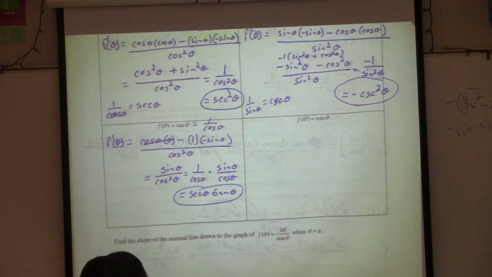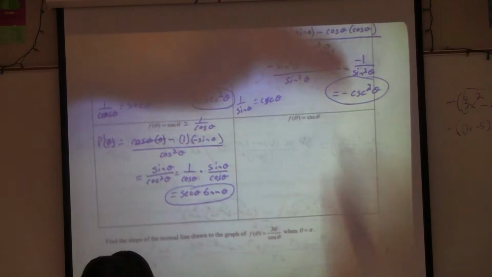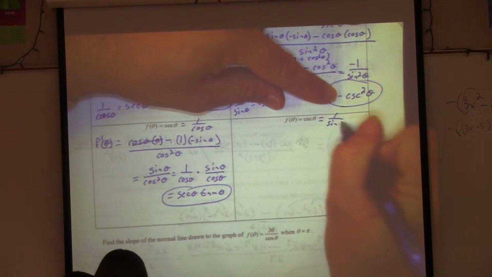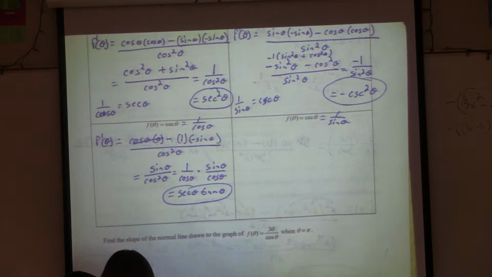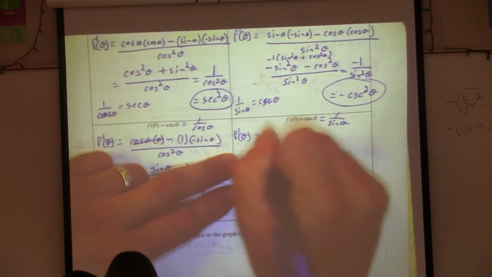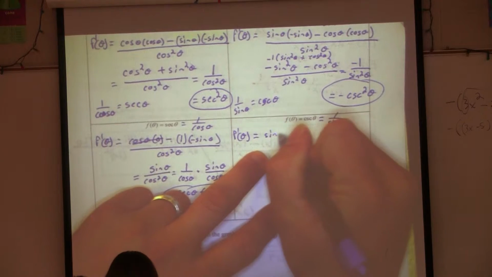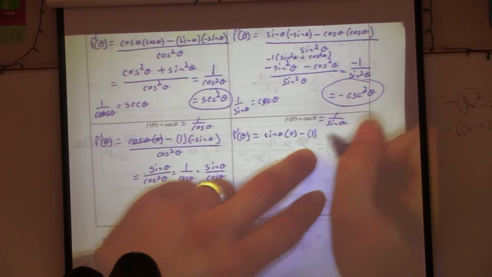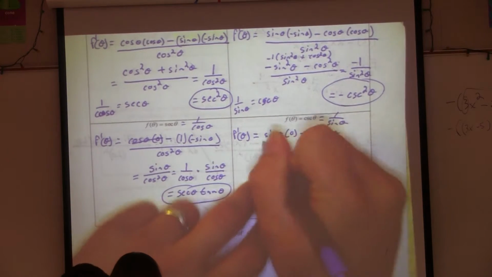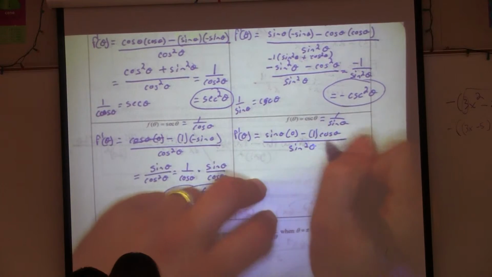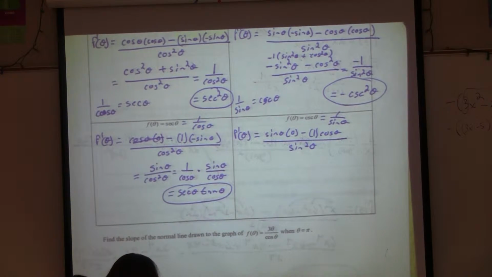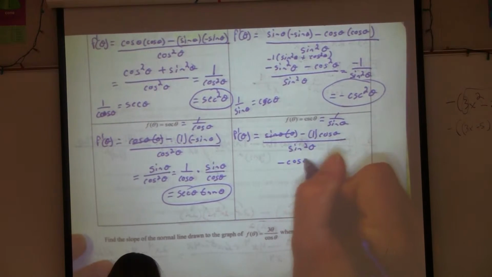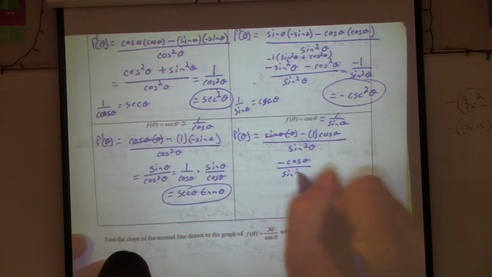Alright, so let's try it. Let's see if our theory is correct. Okay, let's prove it to the world. So we end up with 1 over what here? Sine. Okay, so let's do the quotient rule. So we want the derivative of this. So it's going to be low d high minus high d low over low squared. Anything times 0 is 0? So we end up with negative cosine theta over sine squared theta.